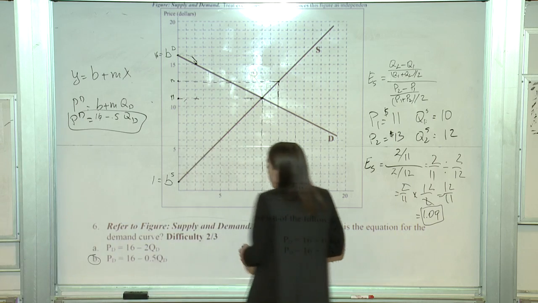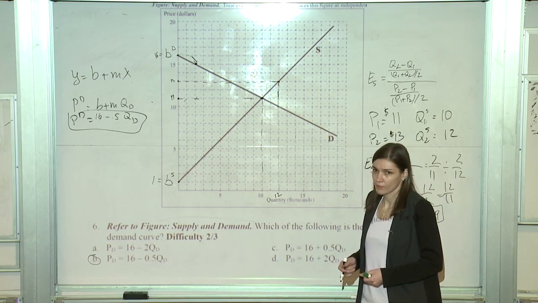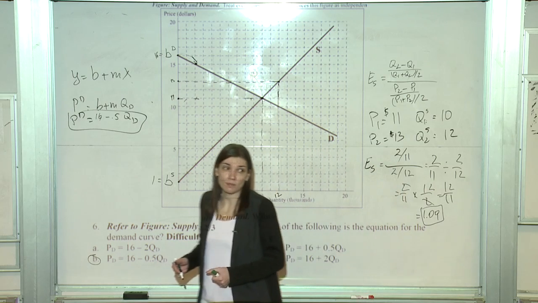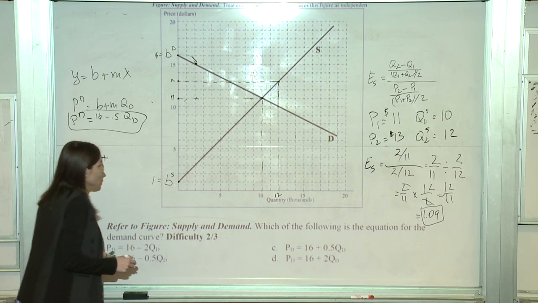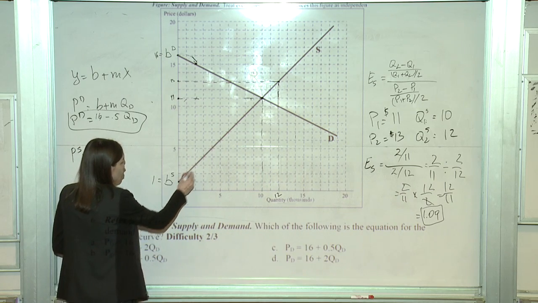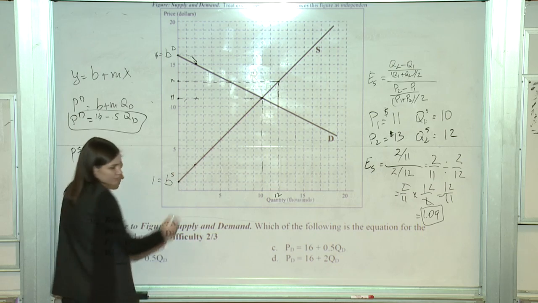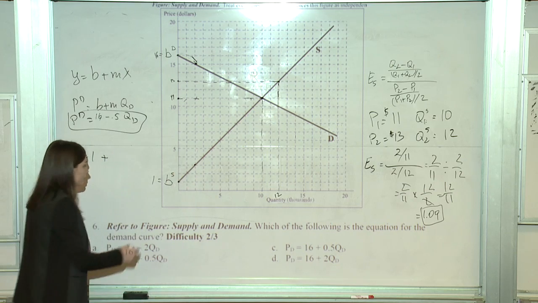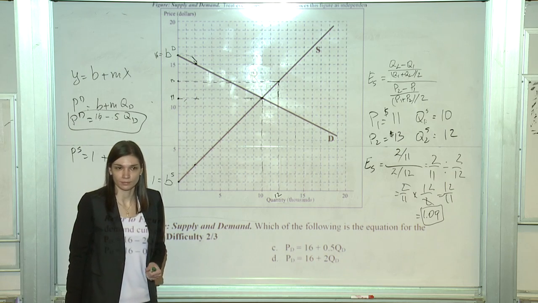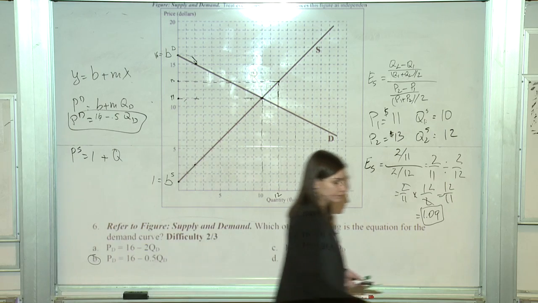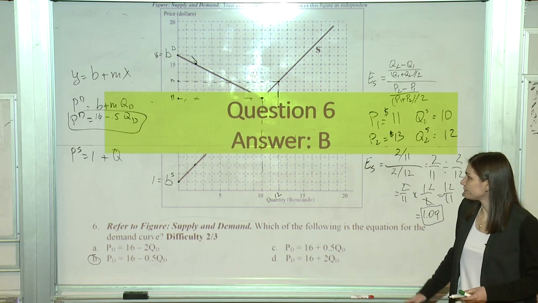And as an exercise, what will be the equation of the supply curve? What's the intercept of the supply curve? 1. Plus for sure, right? And then let's look at this and that, those 2 points. What's the rise? 2. What's the run? So 2 over 2, 1. There you go. Okay? All right, our answer is B here.